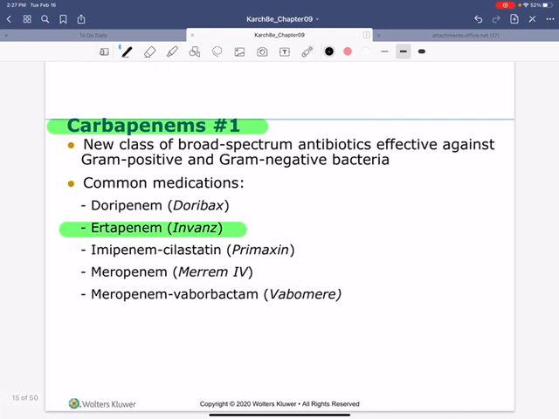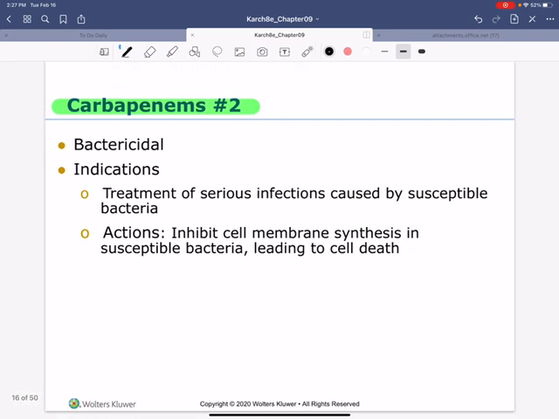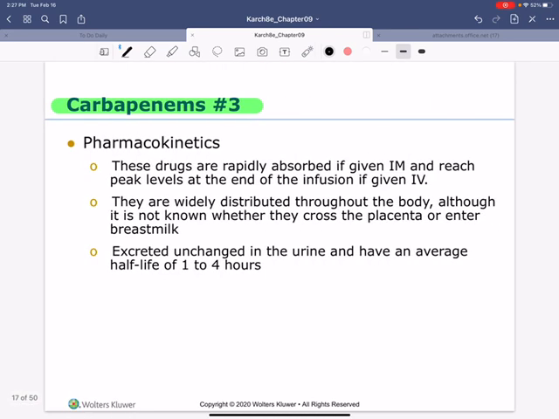All right, carbapenems. So, ertapenem is one. It is a newer class of antibiotics, and it can kill gram-positive and gram-negative. The ertapenem is the one on your study guide. It does kill off the bacteria. It's bactericidal, and it is for, again, serious infections. Pharmacokinetics: it is rapidly absorbed IM, and it can also be given IV. So again, this is something you see as inpatient and not as outpatient.